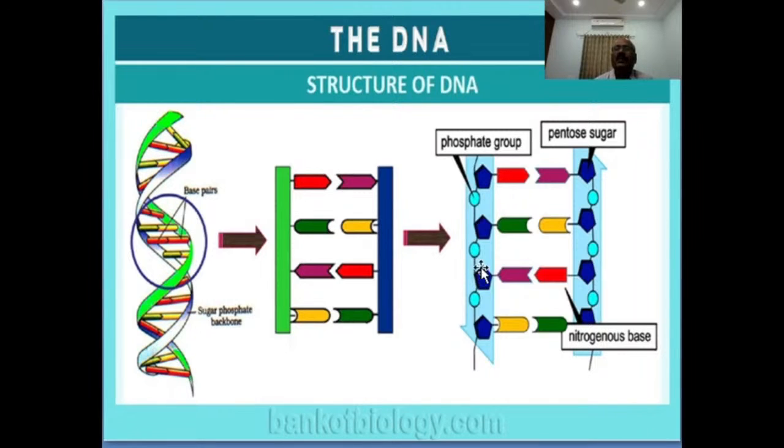So, between 2 strands, hydrogen bonds are there in between nitrogen bases. So, between adenine and thymine, 2 hydrogen bonds. Between guanine and cytosine, 3 hydrogen bonds are there.